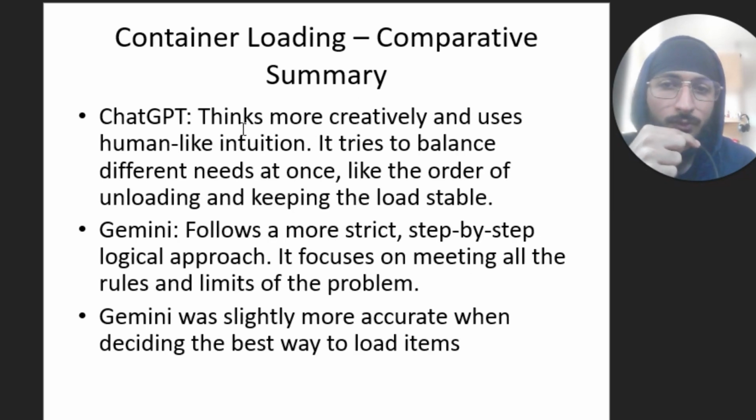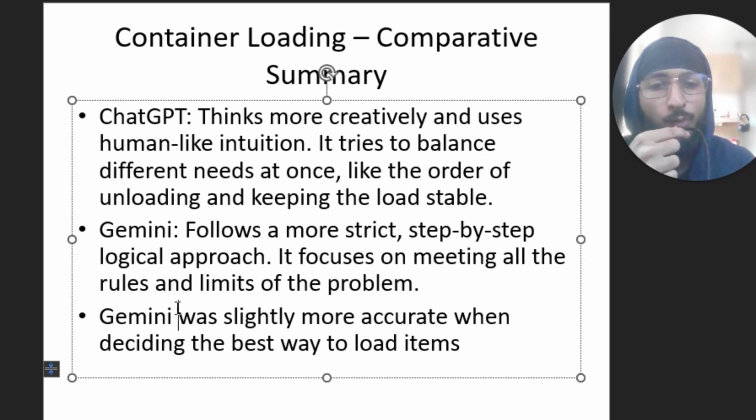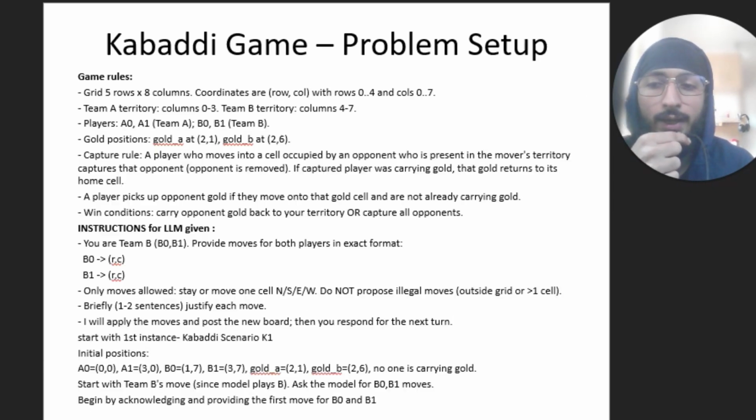Moving on. So ChatGPT thinks more creatively and uses human-like intuition. It tries to balance different needs at once, like the order of unloading and keeping the load stable. While Gemini follows a more strict, step-by-step logical approach, and it focuses on meeting all the rules and limits of the problem. Gemini was slightly more accurate when deciding the best way to load items.